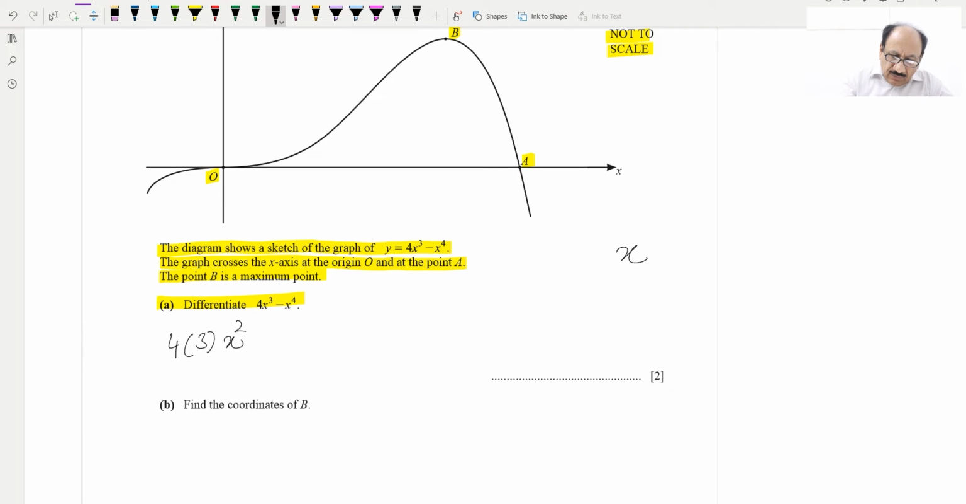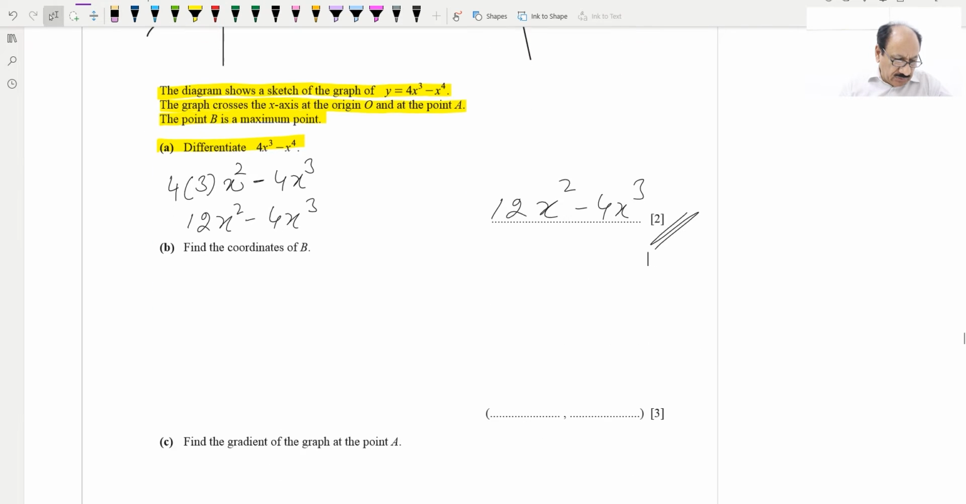Then differentiation of x to the power 4 will be 4x cubed. We are pulling the power down and reducing the power, so minus 4x cubed. This will be the differentiation. Next step, we open the bracket, so it will be 12x squared minus 4x cubed, and the answer goes at the given location. And this is for 2 marks, a simple straightforward question.